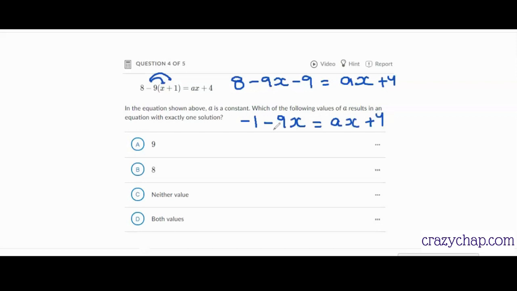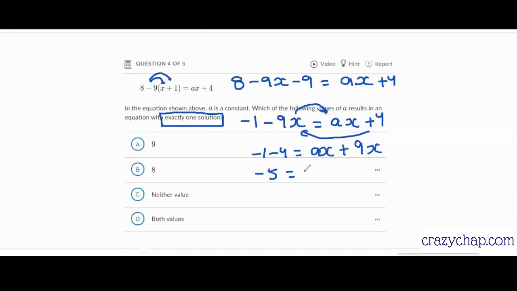And because we have to solve for exactly one solution, we'll solve for x. So bringing minus 9x this side and bringing plus 4 this side, we get minus 1 minus 4 is equal to ax plus 9x. So we get negative 5 is equal to (a plus 9) x. And negative 5 divided by a plus 9 is equal to x.